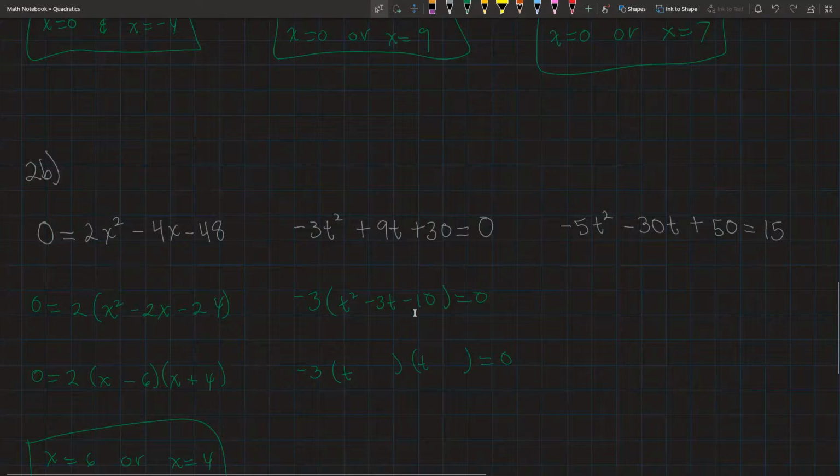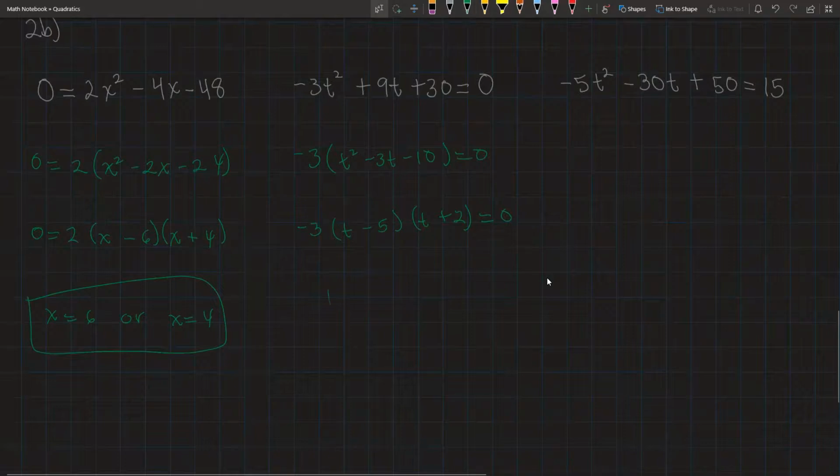The two numbers multiply to negative 10, but those same two numbers combine to 3, only if we have negative 5 and positive 2. Check your work. That definitely checks. So we can say that t equals 5 or t equals negative 2.